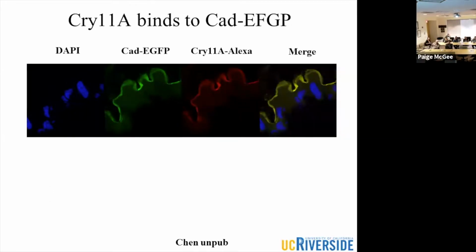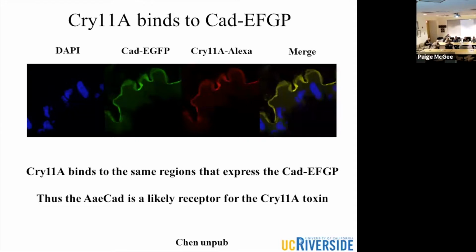And when you merge the two figures, you can see essentially the right-hand figure, which is in yellow, that Cry11A actually binds to most regions, or nearly all regions, which express the cadherin. Not entirely, but most regions, because cadherin expression is slightly in some areas where the toxin is unable to get to. So Cry11A binds to the same regions that express the cadherin EGFP. Thus, cadherin is a likely receptor for Cry11A toxin.